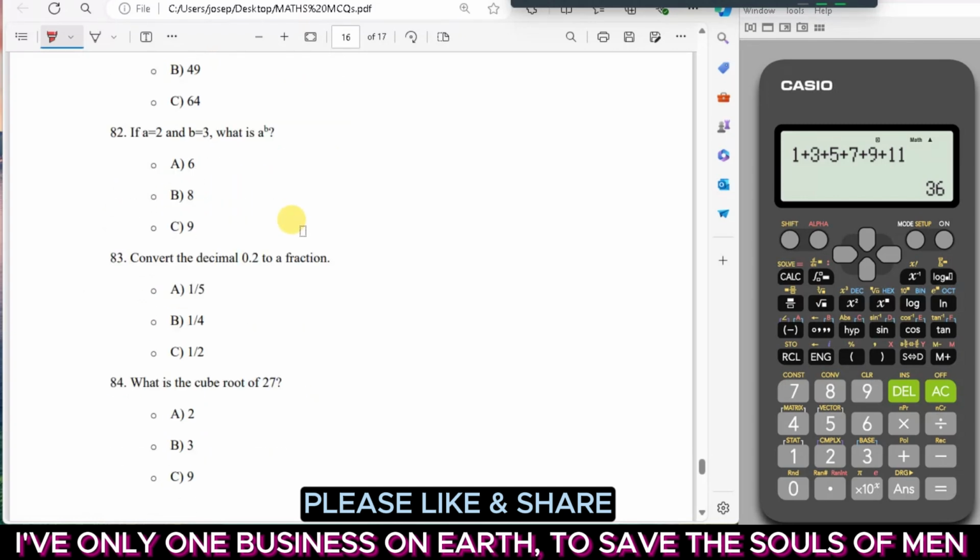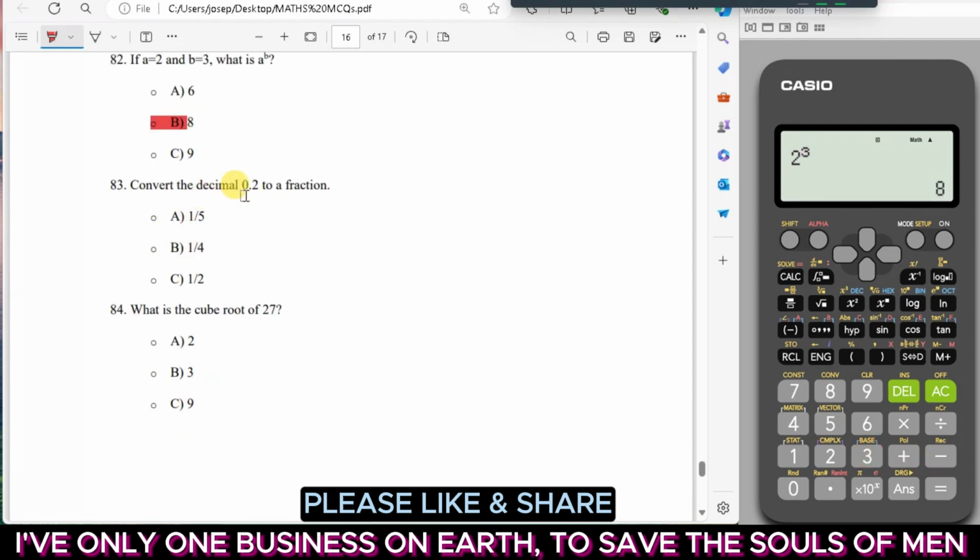82. If A is equal to 2 and B is equal to 3, what is A exponent B? So A is 2 and B is 3. So raise 2 to the power 3. And the correct answer is B, 8.